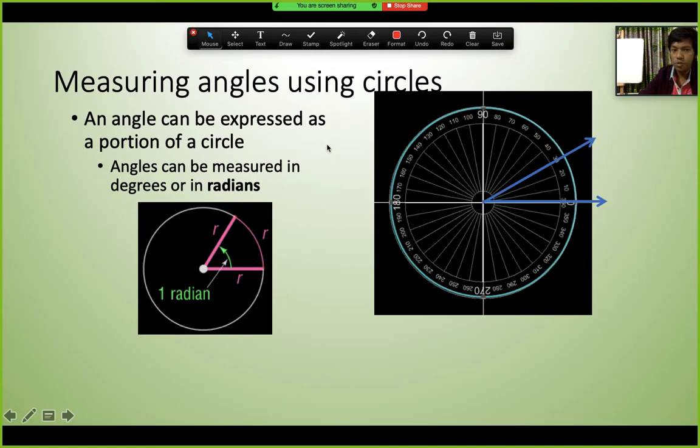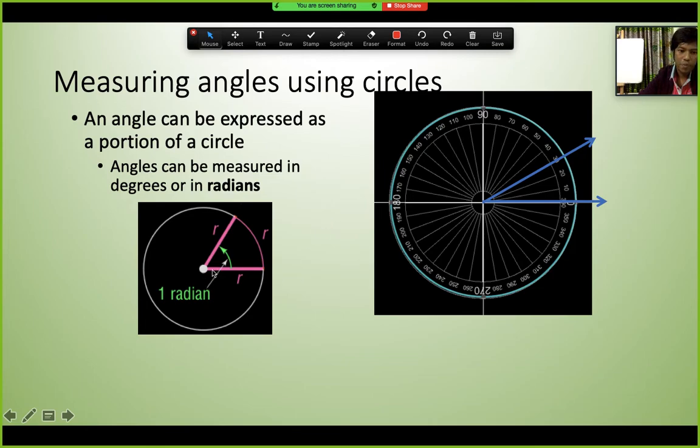For measuring angles, there are two ways. One is, as you know, degree measurement. Degree means like 1 degree, 2 degrees, 5 degrees, 10 degrees, or 90 degrees. This is the degree measurement. Another one is radian measurement. What is a radian? This radian is somewhat related to distance.